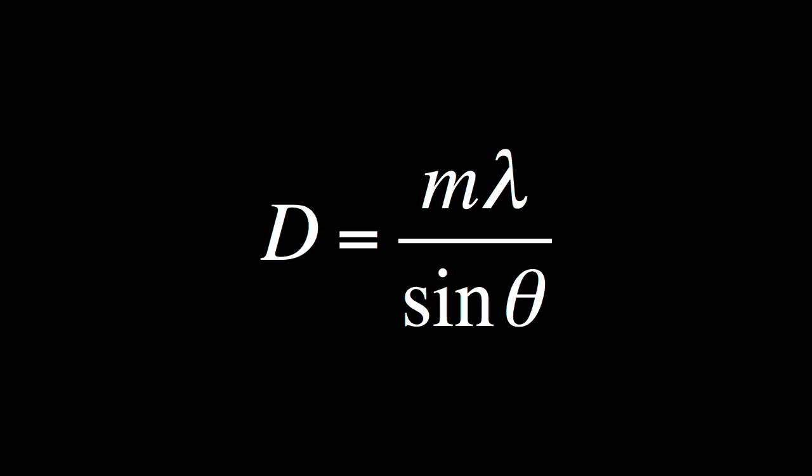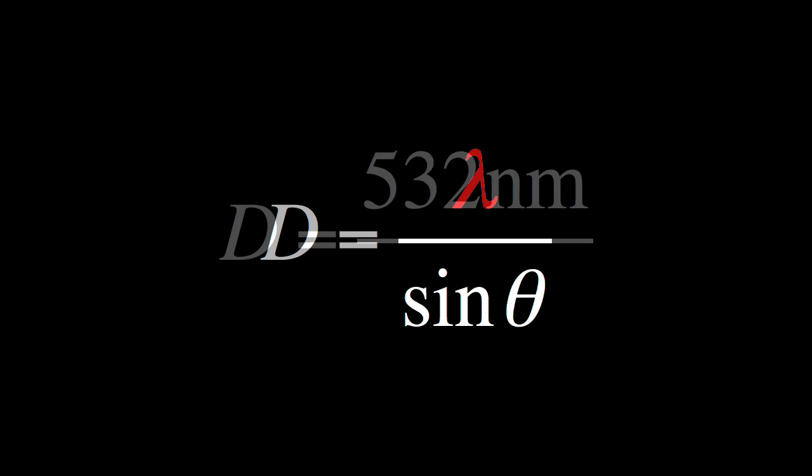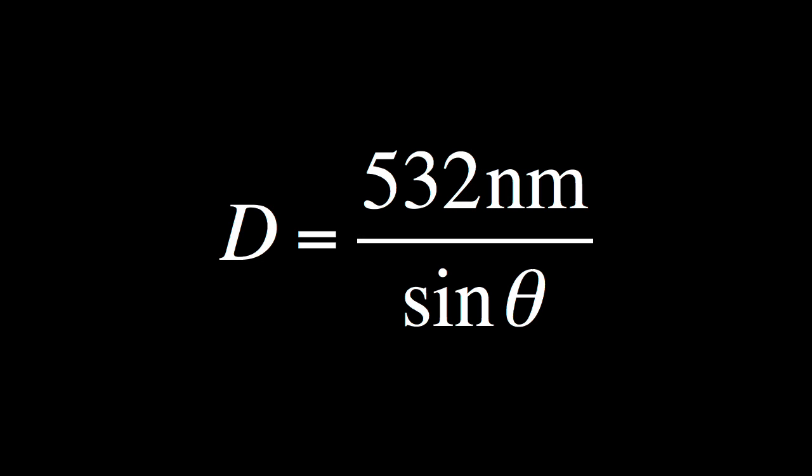We can now use this equation to calculate the diameter of the hair. The variable m is a counter that keeps track of which minimum we used, and since we used the first one, m is equal to 1. Lambda is the wavelength of the laser light that was used, which for us is 532 nanometers.